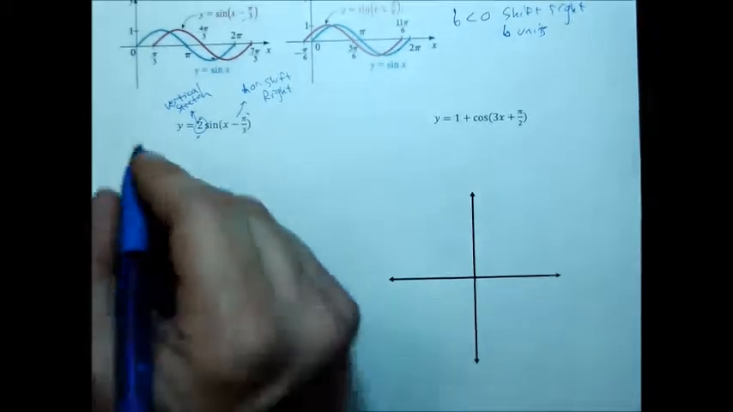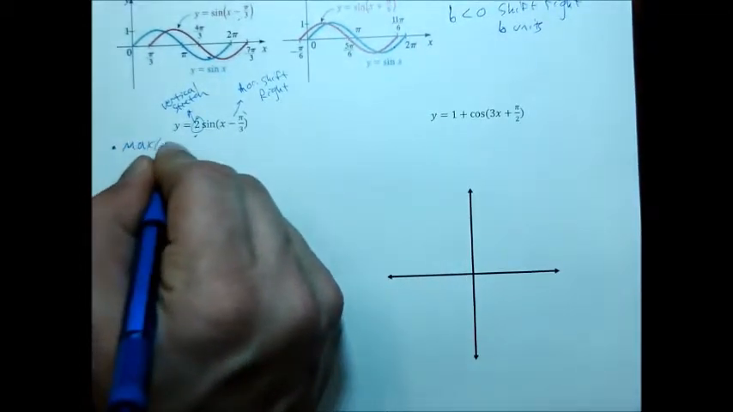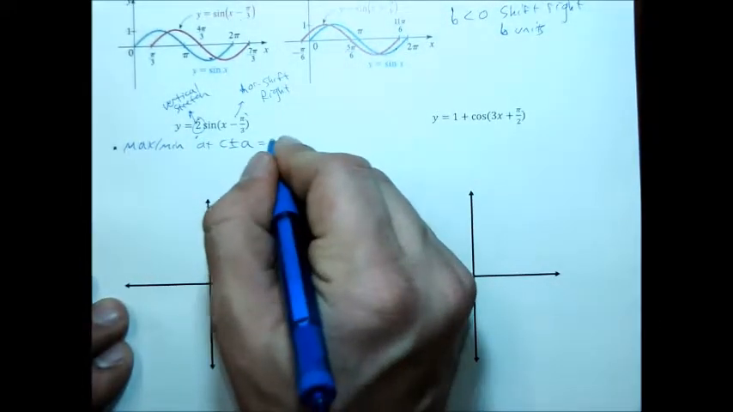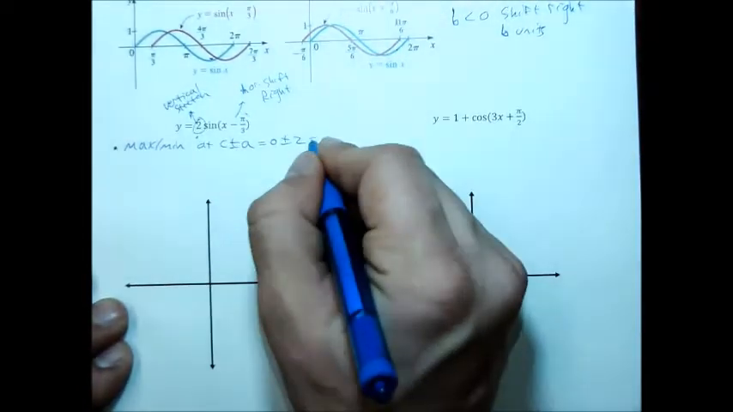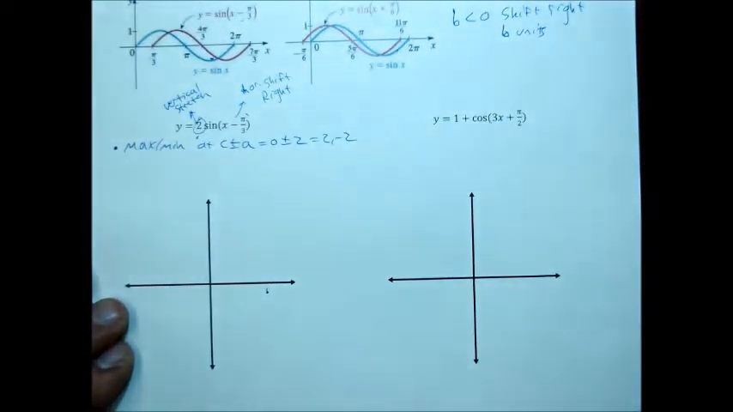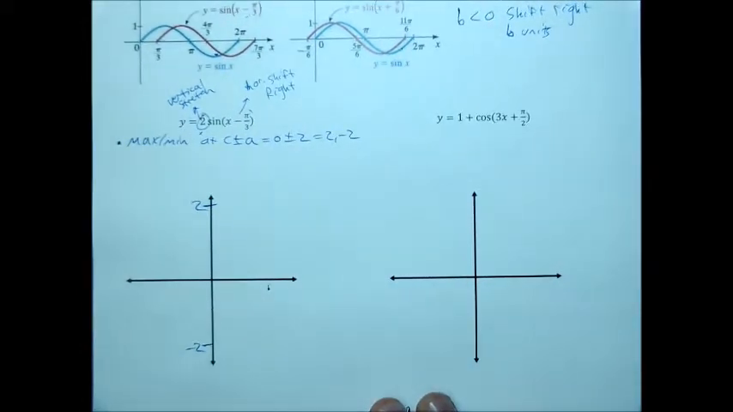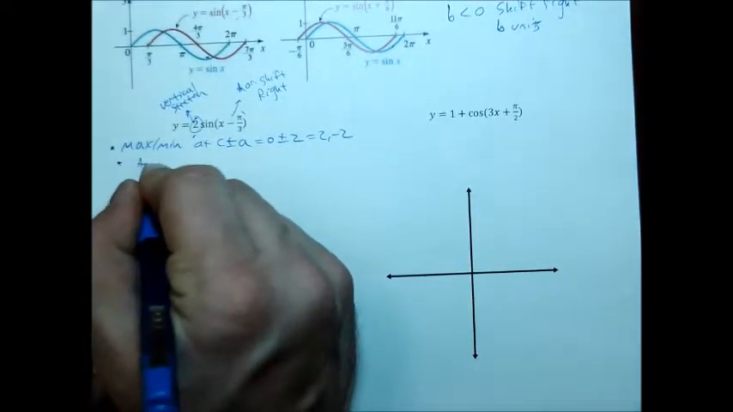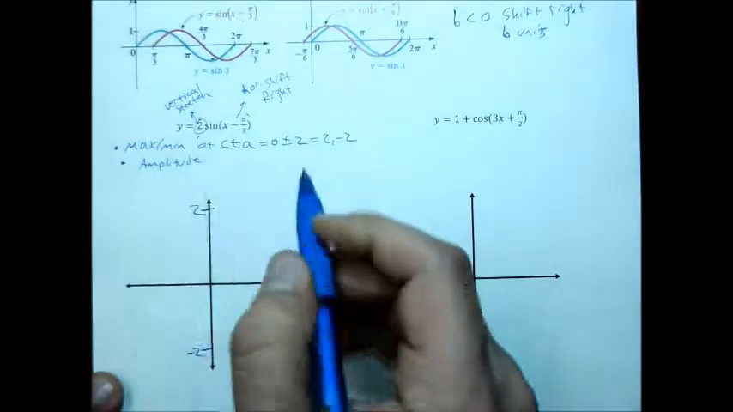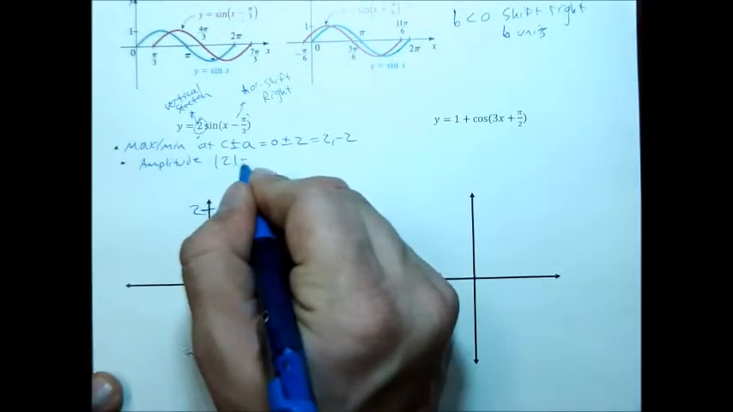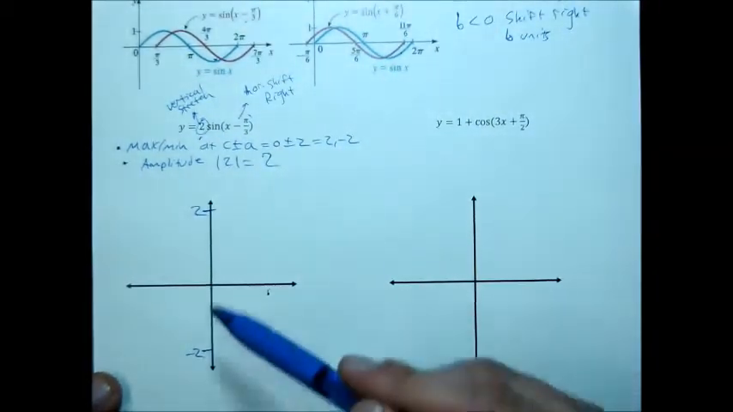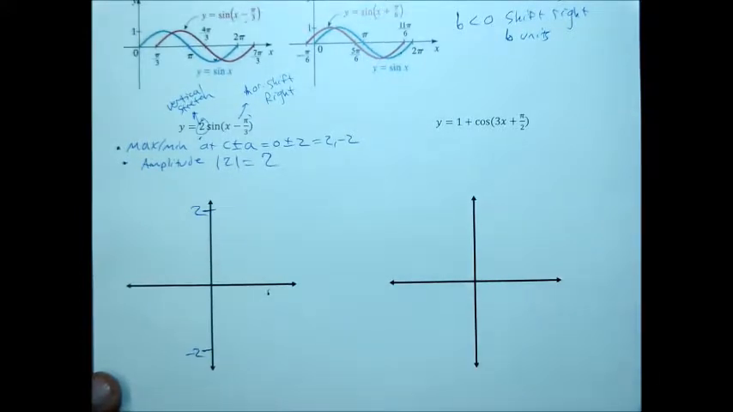So we do the max and the mins the same way. The max and min is still at c plus or minus a, so that's 0 plus or minus 2, that's 2 and negative 2. So my max is here at 2, and my min is at negative 2. Just in case we're interested, the amplitude of this graph is the absolute value of a, so the absolute value of 2 in this case. And so we have an amplitude of 2. And again, we can see that's because the max of that graph is attained at 2.